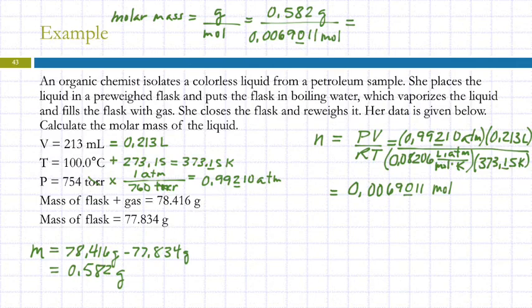So 0.582 divided by 0.006911, and I get 84.213, which rounds to 84.2. Units are grams per mole. Is that a reasonable molar mass? Bigger than 1. Any questions? No questions. It's okay.